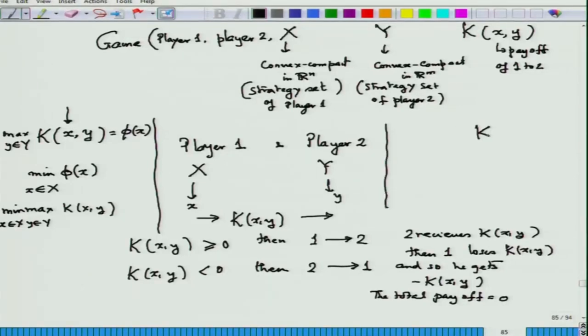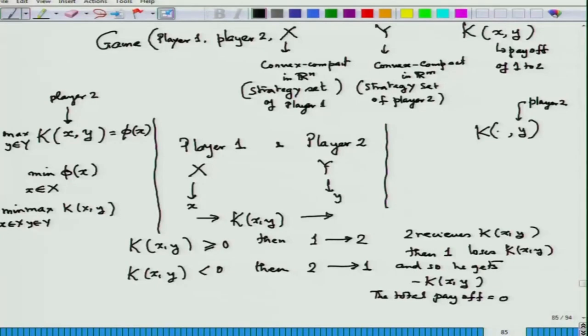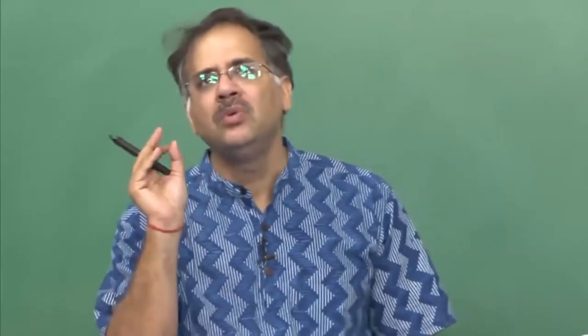If player 2 can put in whatever strategy he likes, suppose he chooses a strategy y. Corresponding to this input y of player 2, he knows that player 1 has at his disposal any strategy from x. Player 1 might choose such an x naught, so that for all possible k x y values for this fixed y, that would give me the minimum value that I can get by playing this strategy.